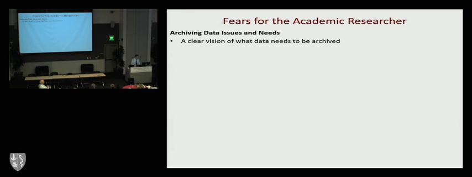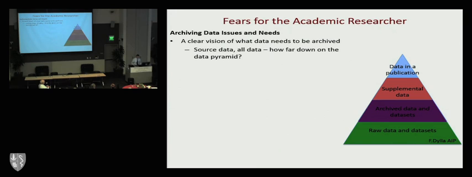You need a clear vision. I think we have to come up with a clear vision of what needs to be archived. So source data, all data, how far down on the data pyramid? Sometimes it's useful to think of data in terms of a data pyramid where the data in a publication is the top, and then supplemental data, archive data and data sets, and raw data and databases. So how far down on this data pyramid do we need to archive?